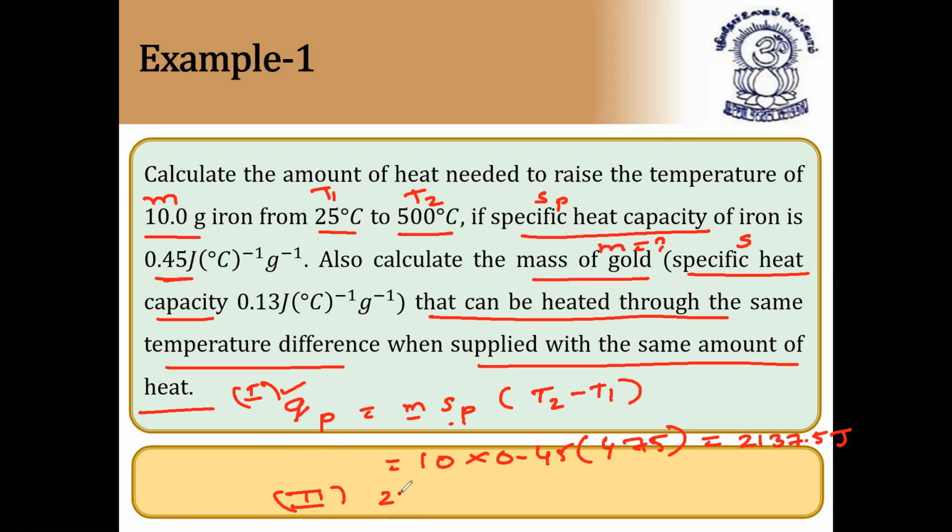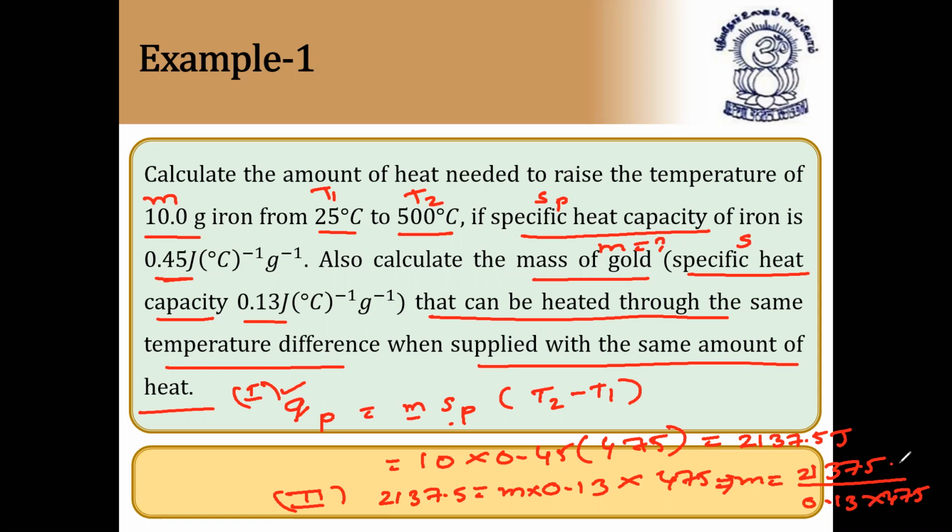So second case, 2137.5 is equal to mass of gold, which we are going to find, into specific heat of gold, which is given as 0.13, and into temperature difference, which is the same, that is 475. So by this we can say M is equal to 2137.5 by 0.13 into 475. So if you calculate this, you will get 34.61 grams. So this is the answer.